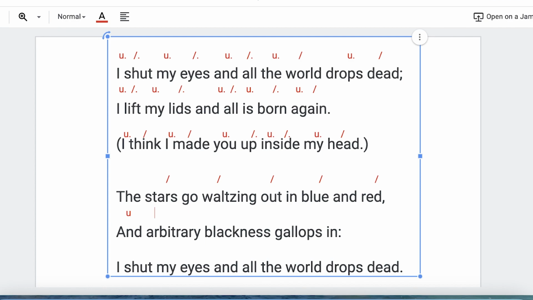And arbitrary, so arbitrary, blackness, gallops in. So another regular line here.